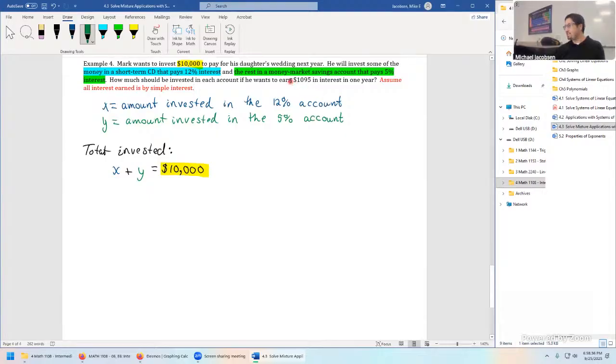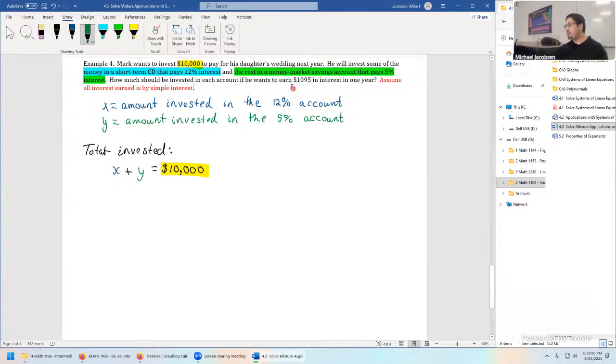What we're wondering now is maybe this is all he's actually paying. He's just going to pay $1,095 to the wedding, and he's going to pocket this again after the year is up. Or maybe he's giving $11,095, taking the principal plus the interest earned and giving it all to the daughter. Who knows? There's a little bit of drama in this problem. I'm starting to suspect by the wording in this problem, this is all he's giving to the daughter, the $1,095, and then he's just going to reclaim his money after the year goes by.